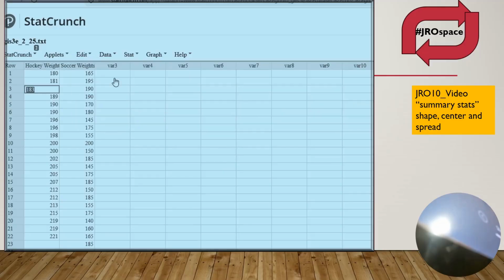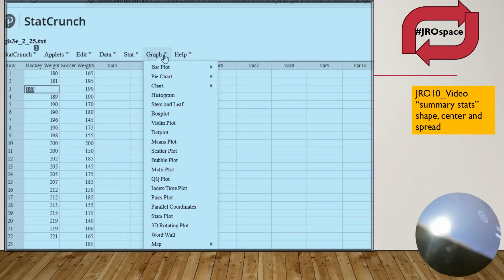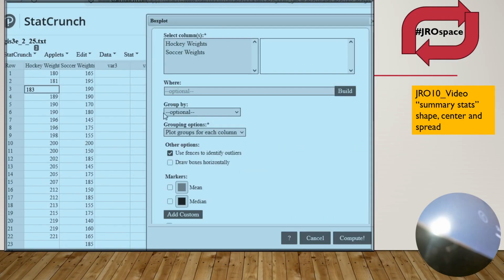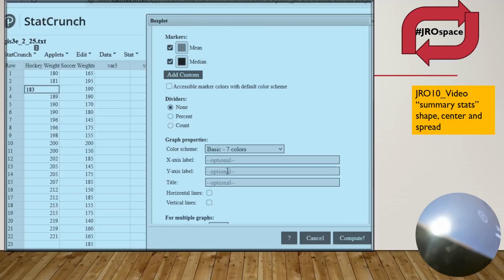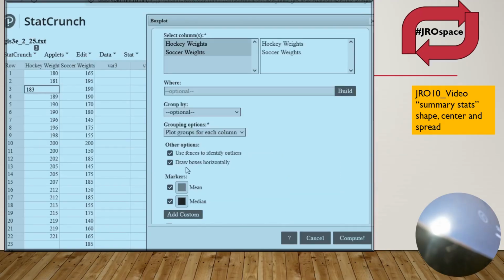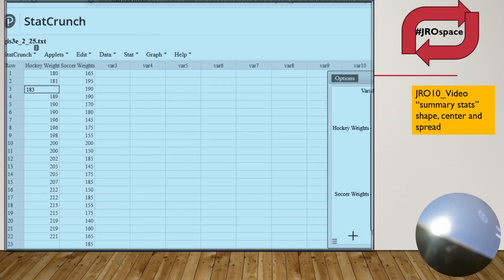That brings up, while we're here, let's make a box plot. Should I get these side by side? I like them to be horizontal. Green is the mean, it's not resistant, so green means go, red means resistant, means stop. Okay. Somewhere in here, use fences to identify outliers. Let's go ahead and do that. We know how to do that by hand, but let's go ahead and let the computer compute it.